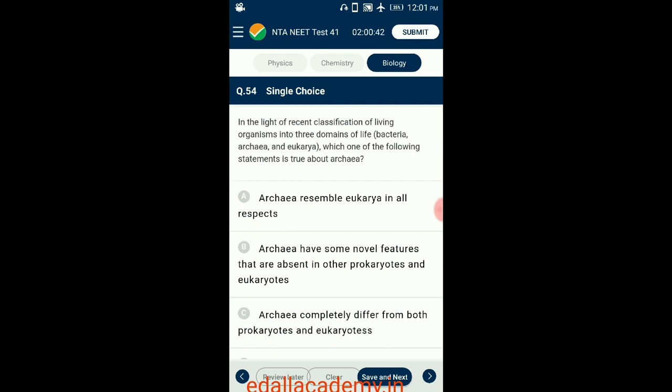Question number 54. In the light of recent classification of living organisms into 3 domains of life such as bacteria, archaea and eukarya, which one of the following statements is true about archaea? A domain of prokaryotic organisms containing the archaebacteria includes the methanogens, which produce methane, the thermoacidophilic bacteria, which live in an extremely hot and acidic environment, and the halophilic bacteria, which can only function at high salt concentrations and are abundant in oceans. So the answer for this question is option B. Archaebacteria have some novel features that are absent in other prokaryotes and eukaryotes.